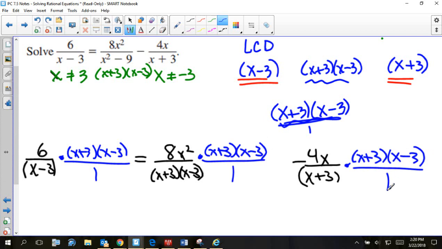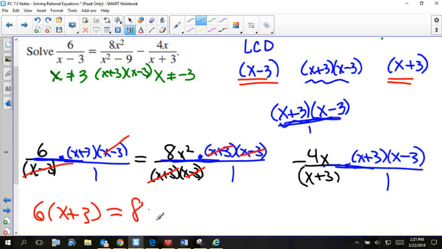Multiply each of those by x plus 3, x minus 3 over 1. Remember, when you multiply, you go straight across so we can cancel stuff. From the first fraction, the x minus 3's cancel. So I have 6, parentheses, x plus 3 left over. And then equal sign. From the next one, we have both x plus 3 and x minus 3's cancel.